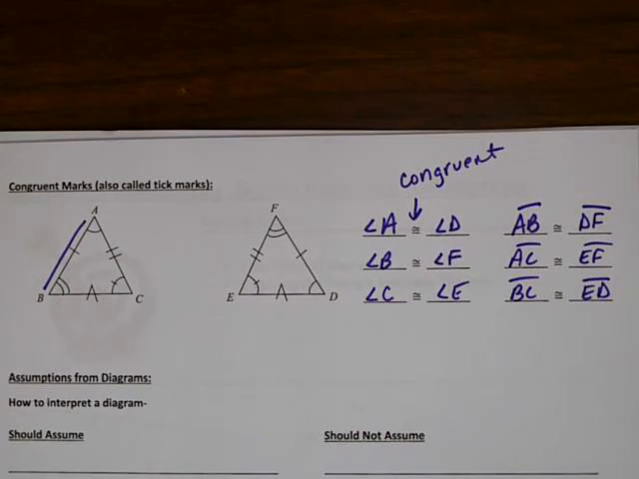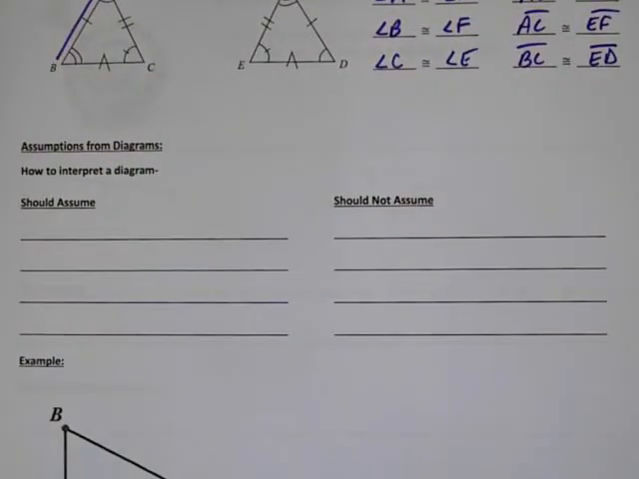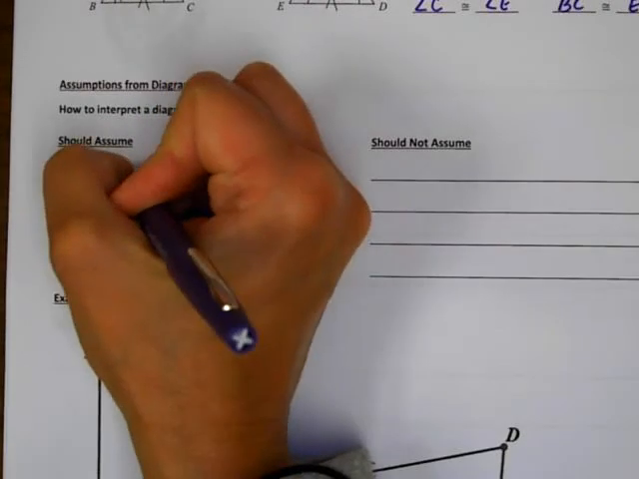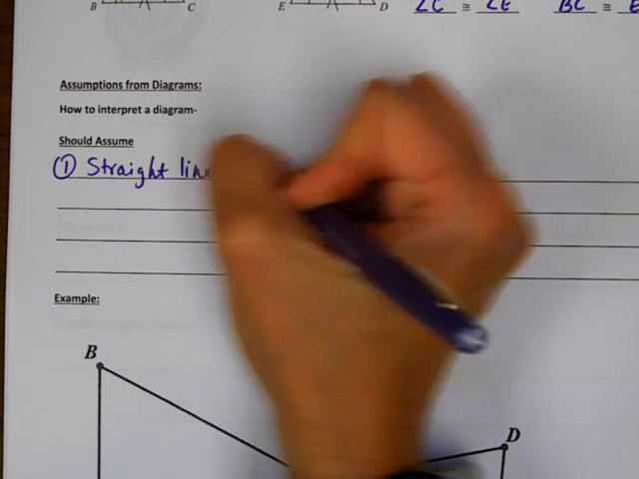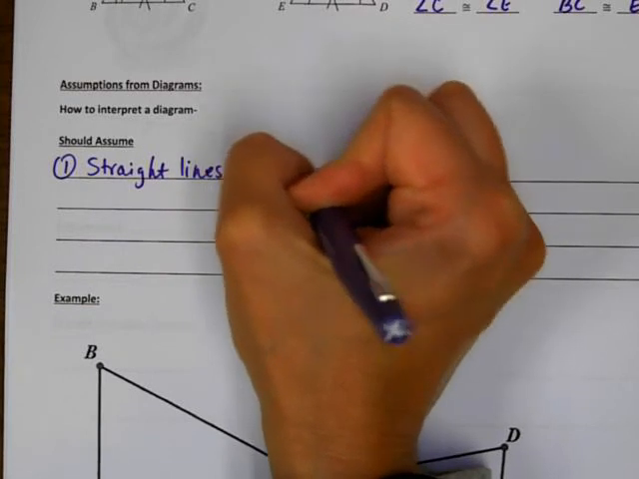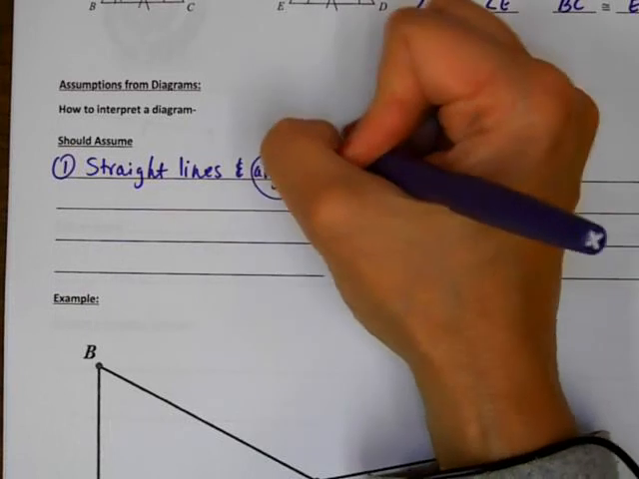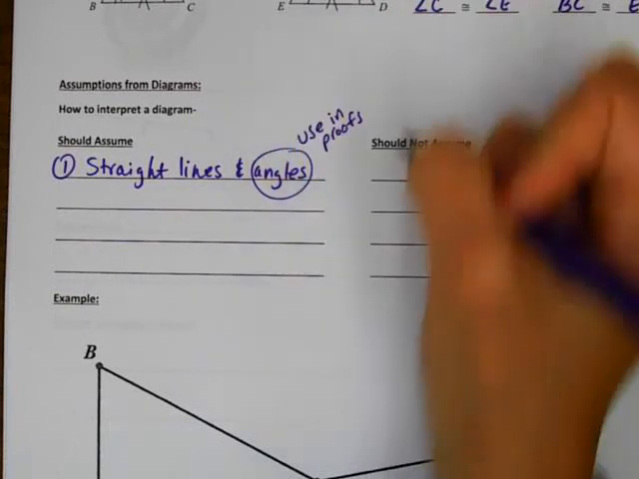So let's talk about assumptions from diagrams. This is the last thing we're going to go over today. There are things that you can assume and things you can't assume. One thing that you should assume is straight lines and angles. Angles we're going to use in proofs a lot. We're going to use this fact in proofs a lot.